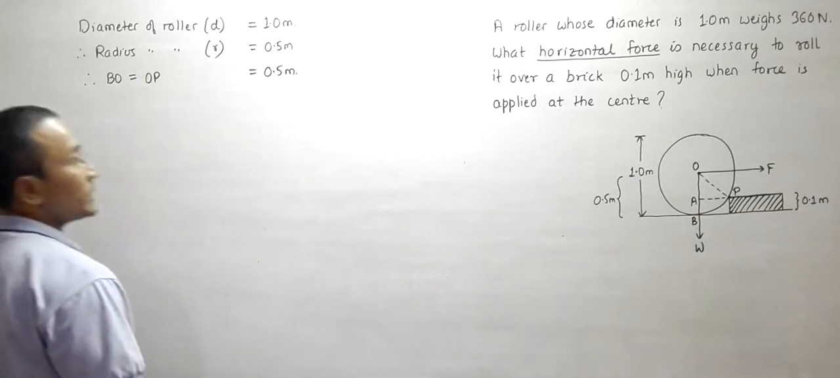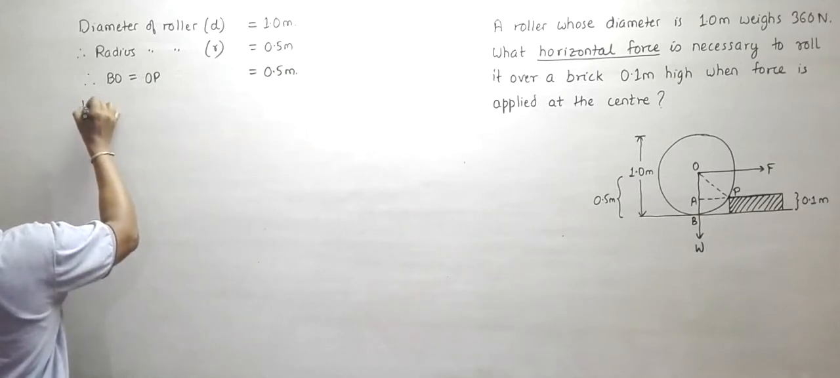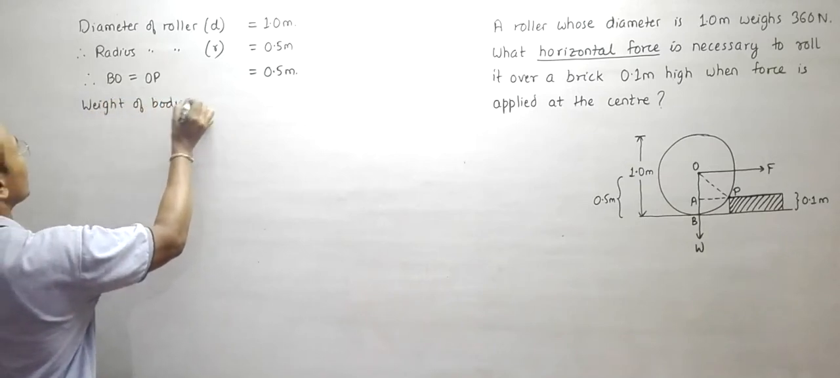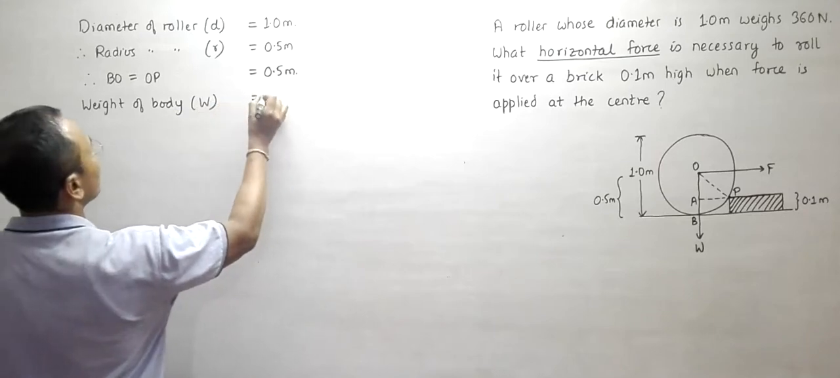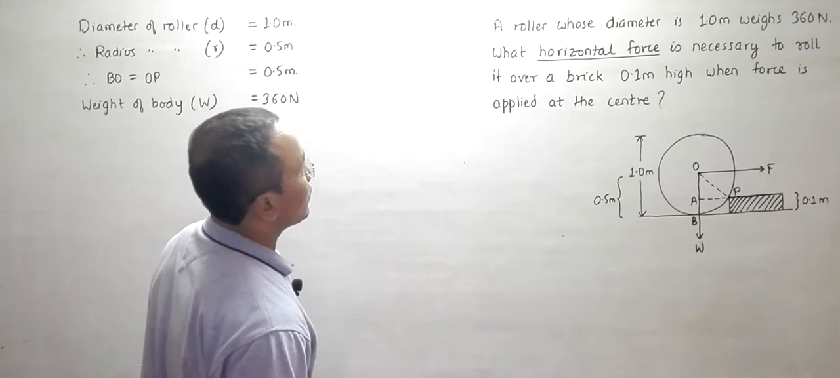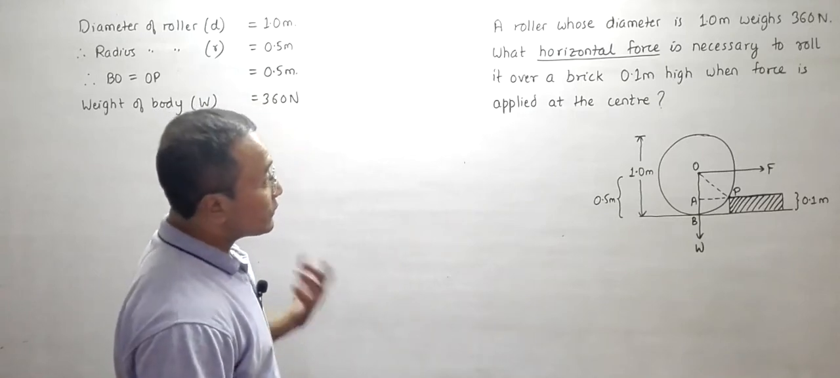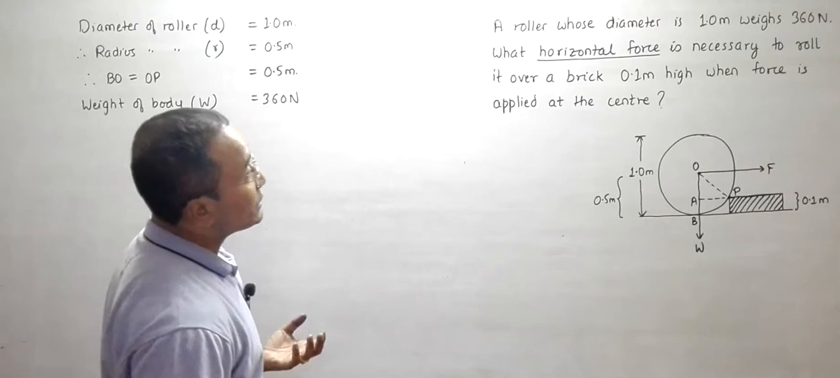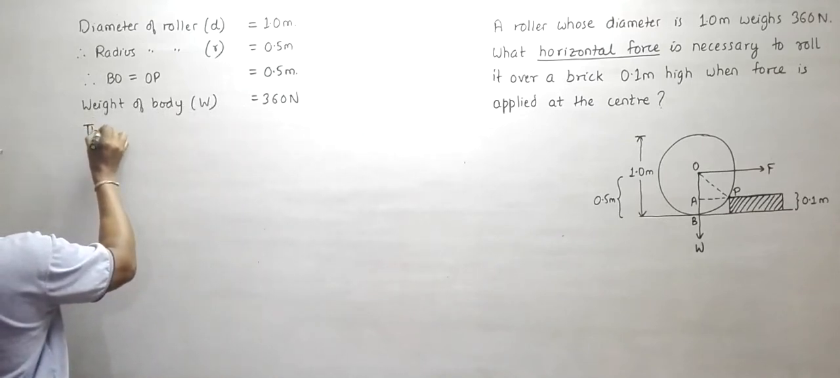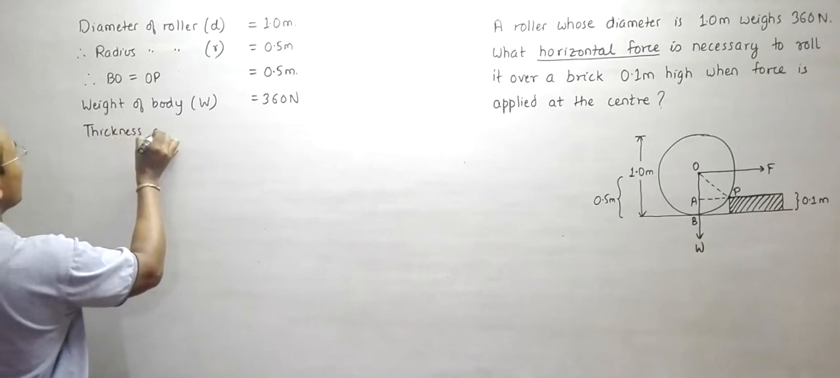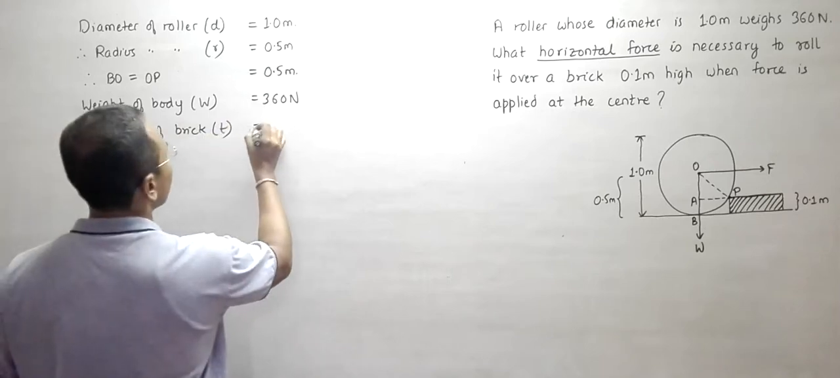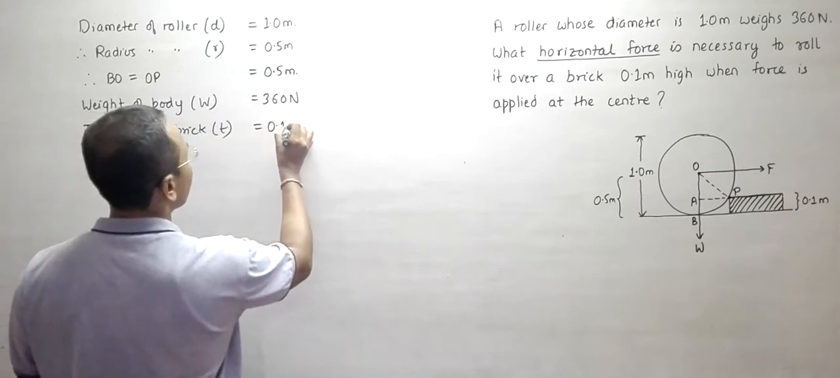So the weight of the body is 360 newtons. So I can write weight of body, which is W, that's equal to 360 Newton. Then we have to apply the horizontal force and find its value, and the thickness of the brick is 0.1 meter. So thickness of brick, let me write a symbol here, T, is equal to 0.1 meter.